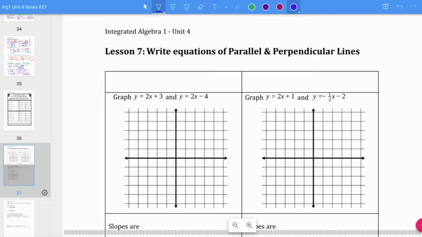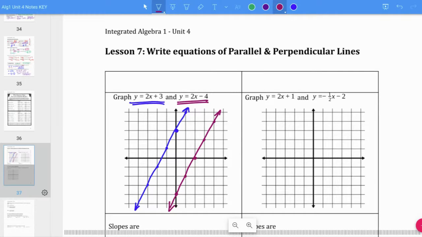All right, now that you're back, hopefully you've tried graphing these on your own. I'm going to graph this first one. Y equals 2x plus 3 has a y-intercept at positive 3 and a slope of up 2 over 1, or down 2 and back 1, giving me this line right here. And the second one, y equals 2x minus 4 has a y-intercept at negative 4 and also has a slope of up 2 over 1. Do that a few times, connect the dots, gives us this line right here.